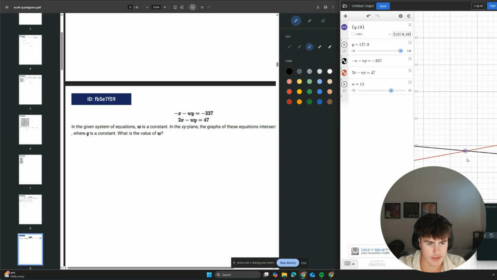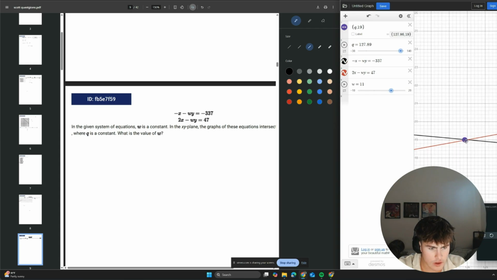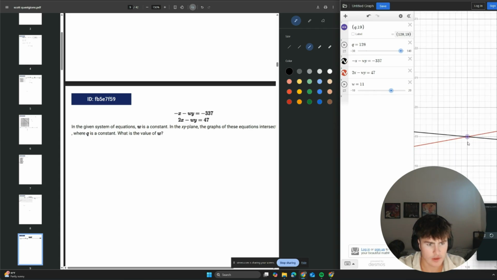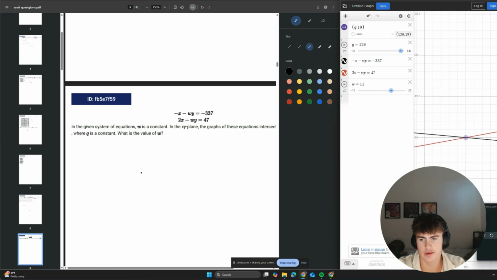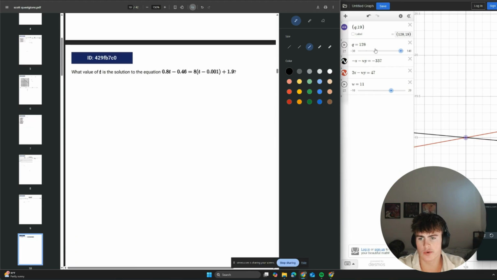Is there a point where they intersect? Okay, Q is a whole number. That's a good sign. Okay, yeah, as you can see, they intersect right here when Q is 128 and W is 11. So W is 11, and that's the answer. All right, cool, nice. Next one, what value of T is a solution?